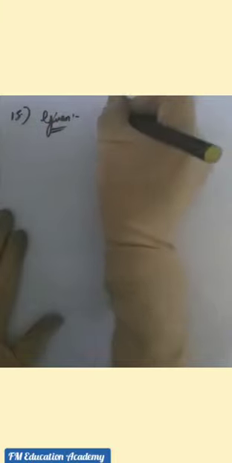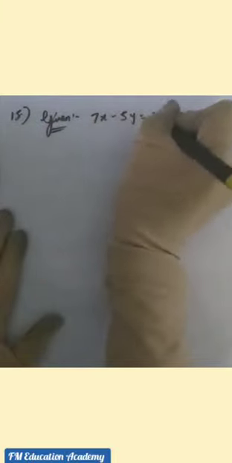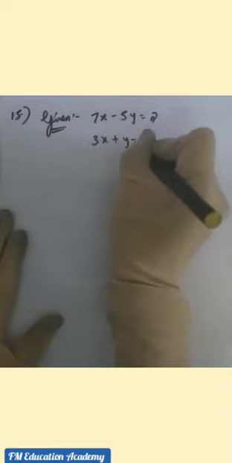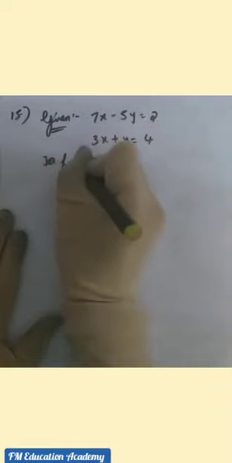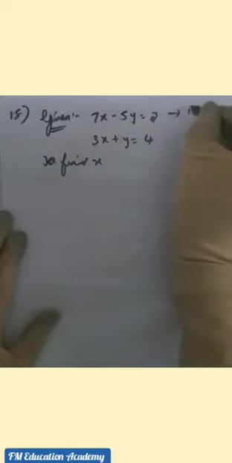How to change the value of y here? What we can do? We can multiply this y with plus 5. Already we have minus 5y here. So if you multiply with plus 5, it becomes plus 5y. And minus 5y and plus 5y means both equations we can add. Y variable will get eliminated. We'll get the value of x. Okay, I'll show you how to do. 15th question. What are the equations given to us? 7x minus 5y is equals to 2 and 3x plus y is equals to 4, and it is asking us to find x. Okay, so first equation, second equation.